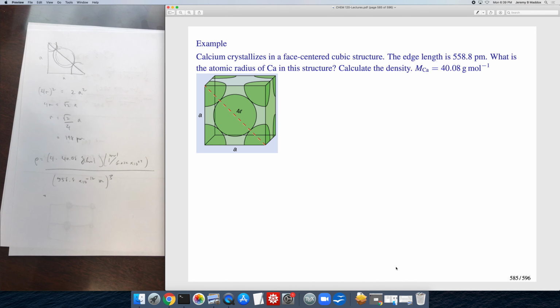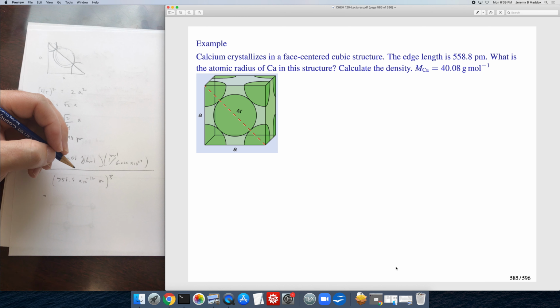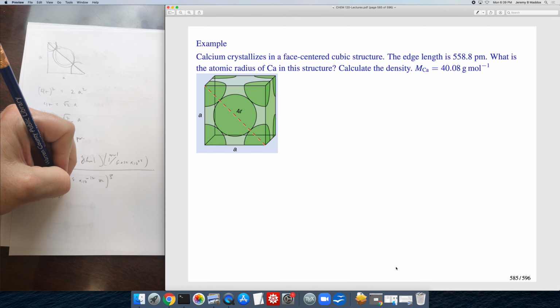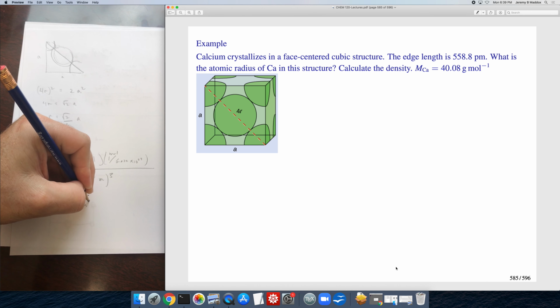I'll go ahead and run the numbers since we're almost there. 4 times 40.08 divided by Avogadro's number divided by 558.8 times 10 to the minus 12, and we want to be sure to cube that number. Okay, and so it's going to give us, I'm getting 1.53. That would be grams per cubic centimeter.